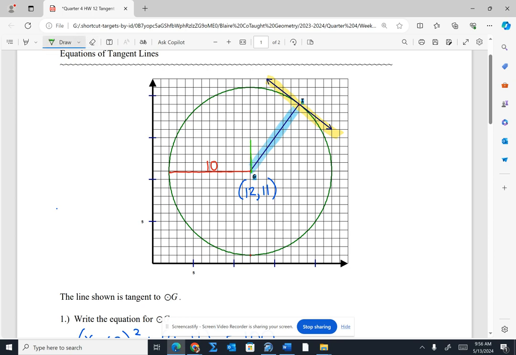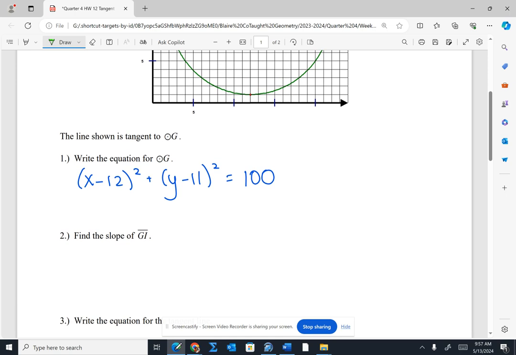Let's count to find the rise, and let's count to find the run of how to get from G to I. And it looks like the rise is 8 boxes and the run is 6 boxes. And that makes sense because that would make a 6, 8, 10 triangle, which is a Pythagorean triple. And we know that the radius is 10. So the slope of the radius is 8 over 6.